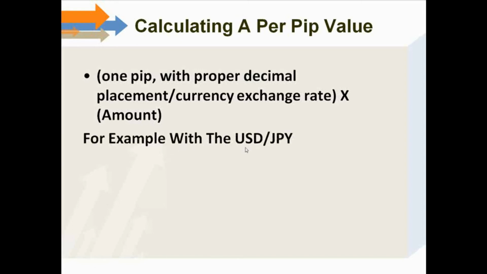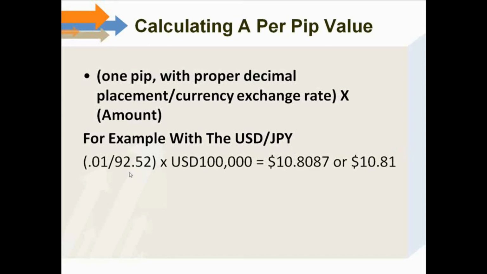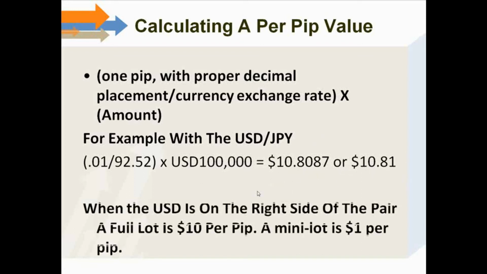So just to give you an example, using the US dollar, Japanese yen, if we calculated 1 pip, so 1 pip is 0.01 with a Japanese yen pair, divided by the current exchange rate of 92.52, and then we multiply that by 1 lot or 100,000, we end up with a per pip value of $10.81, or 1081 to make it simpler to calculate with.